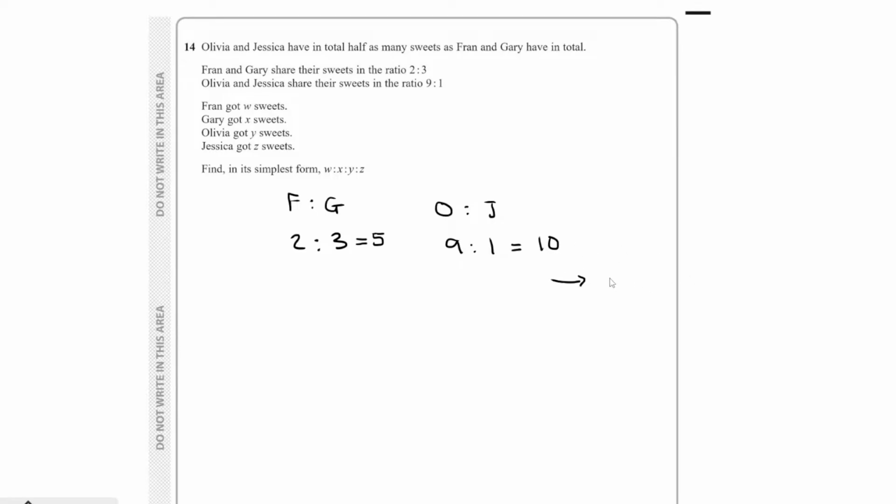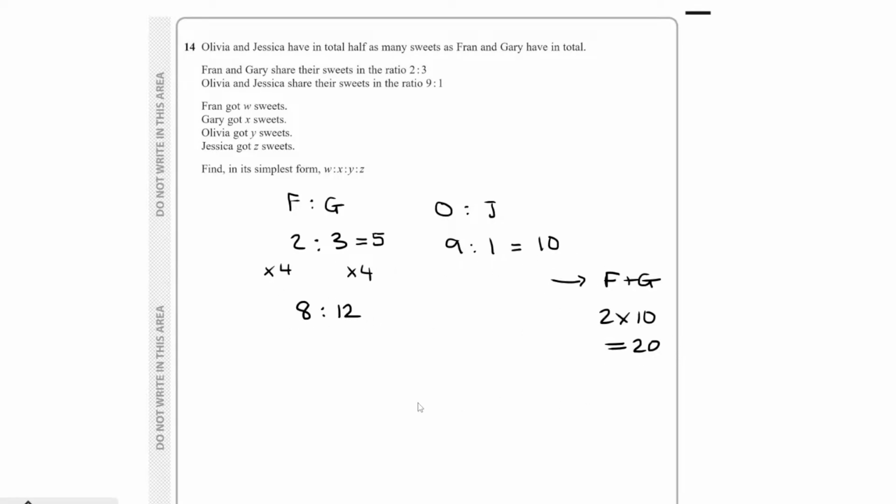I don't really know how to write down the working out, to be honest. Fran and Gary is 2 lots of 10, isn't it? Which is 20. So to go from 5 to 20, I'd actually have to multiply Fran and Gary's by 4 to get the same scale. So you just multiply each of those by 4, so obviously that's 8. That one is 12, which adds up to 20.